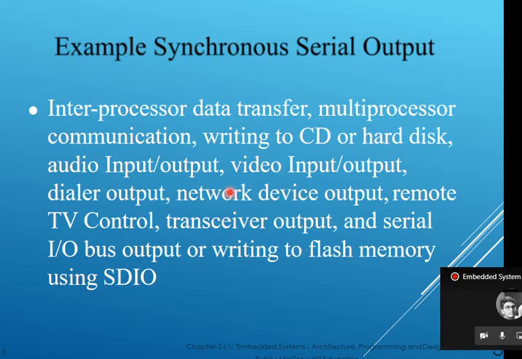Here they have given things like writing a CD or disk, audio inputs and outputs, video input output, and dialer output. Everything is applicable here also. Why? Because with a CD I am not only reading, I am writing also, and with the hard disk also I am reading and writing. Audio represents the microphone and the speaker. The speaker is nothing but output and the microphone is input. Generally they are represented here as audio input and output, etc.